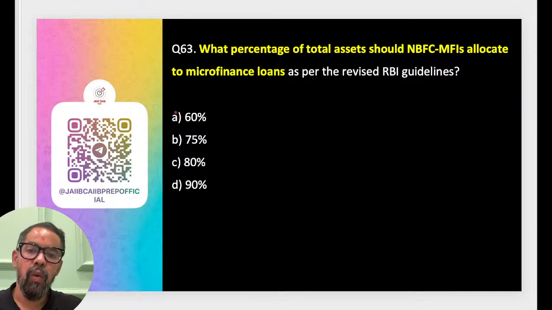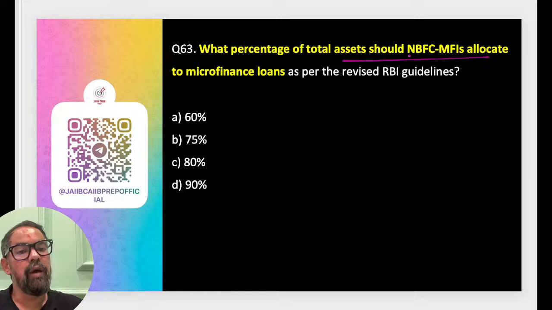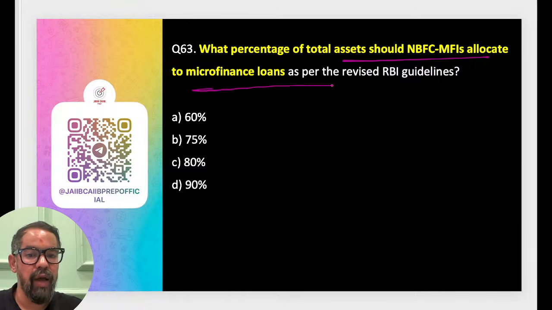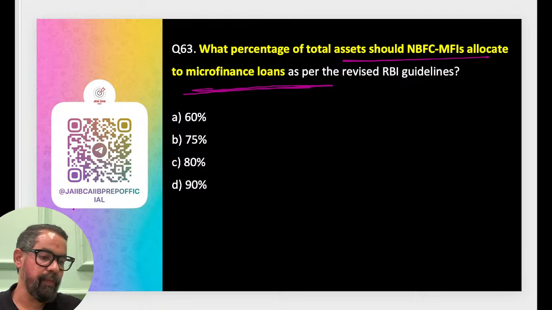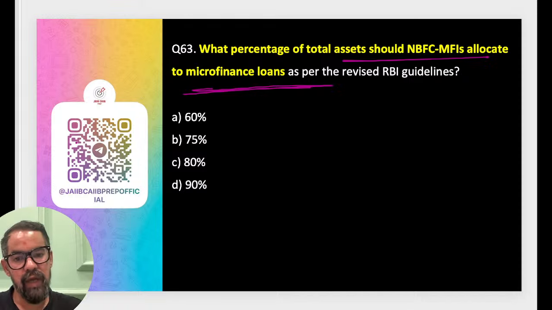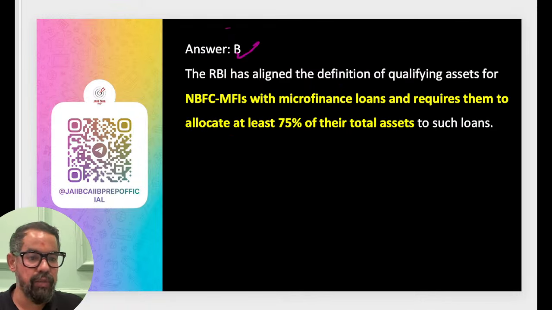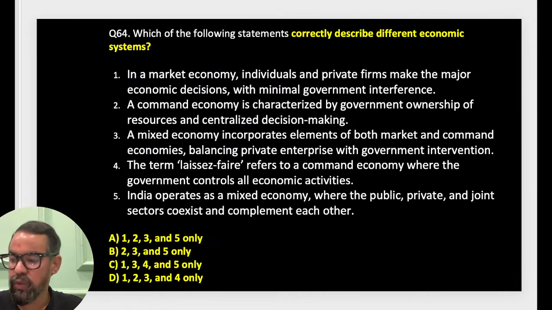Next, what percentage of total assets should an NBFC-MFI allocate to microfinance? What percentage do you have to allocate? So it is 75%, okay, so 75% means option B will be the right answer for this one. Next one.